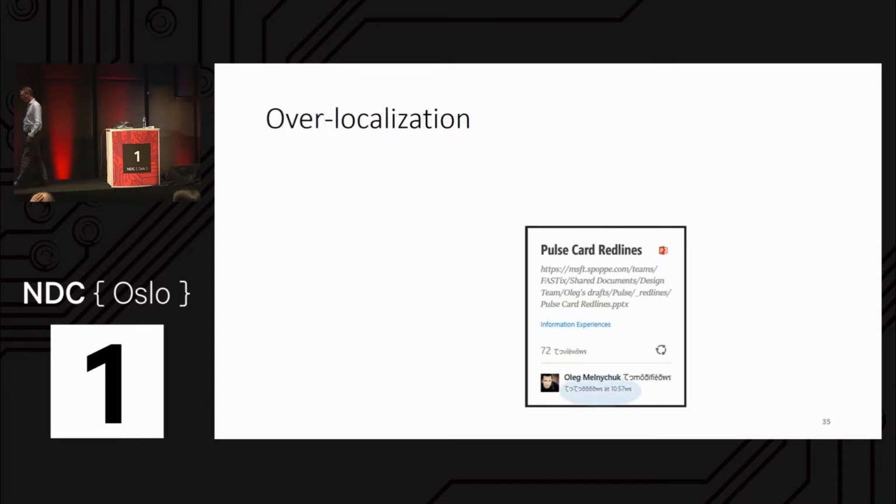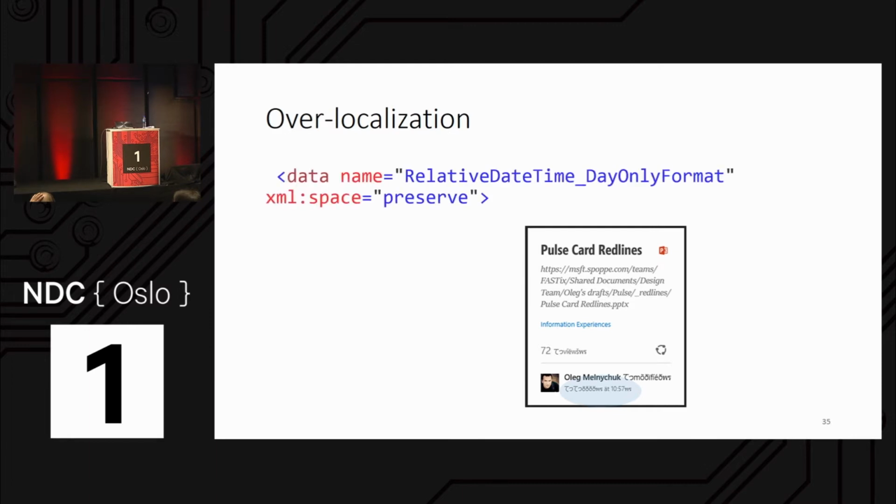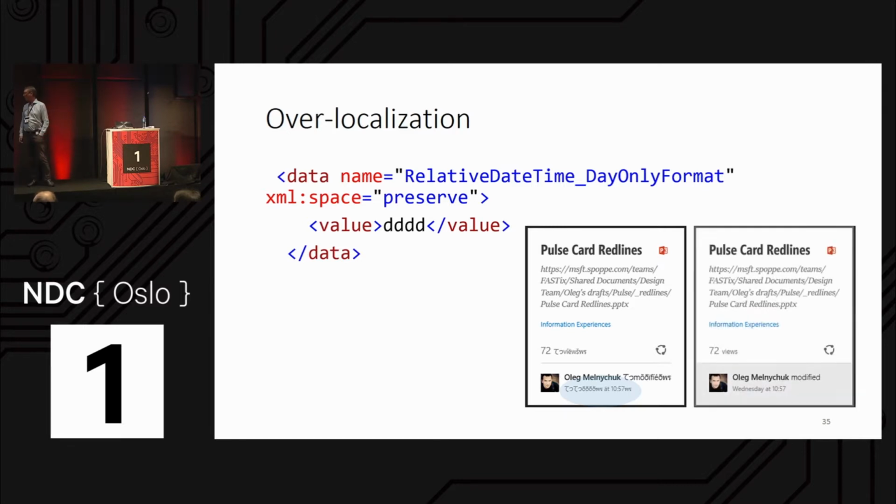Here's an example of over-localization. You can see at the bottom of the card, it should say actually the name of a day, which it doesn't. This is what the resource looks like. The 4Ds just signifies date formatting, that we should have the name, localized name of the weekday.